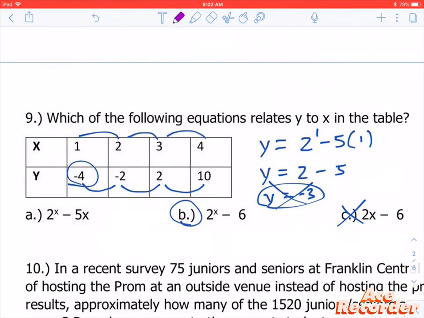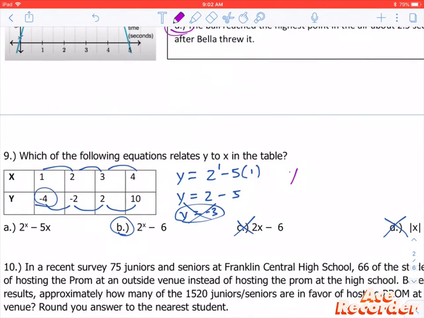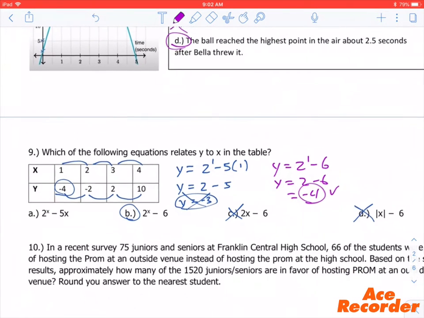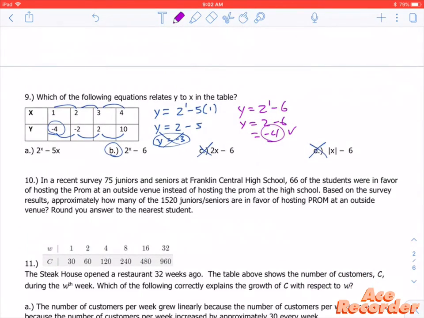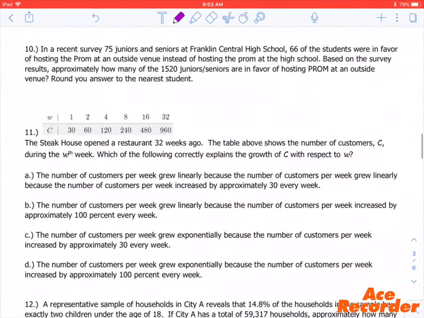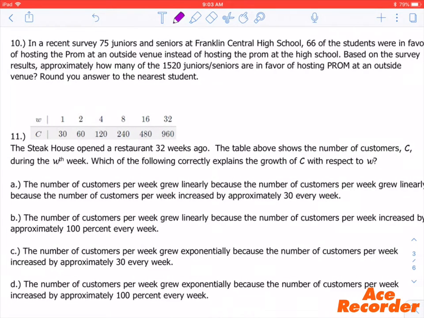Now, if you want to test that out, we can test out letter B, so y equals 2 to the first power minus 6. So that's 2 minus 6, which is negative 4. That's what we're looking for. And if you did that with 2, 3, and 4, you would get the same thing. Okay?